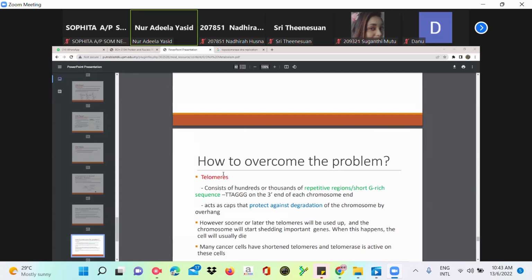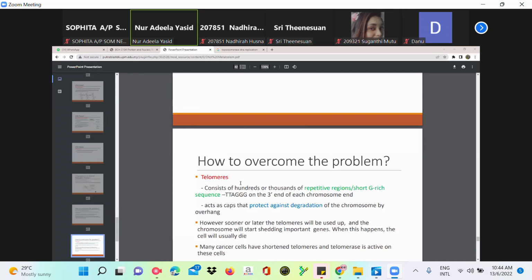Dia ada di telomere. So telomere dia punya sequence macam mana? Contohnya kalau telomere ni ada hundreds, katalah 500, so 500 ni terdiri daripada repetition. Katalah dia ada TTAGGG, short G-rich sequence kan. So dia ada repetition sampailah thousands of repetitive regions of this short G-rich sequence. Dalam human, TTAGGG. So this is the telomere sequence dalam human.